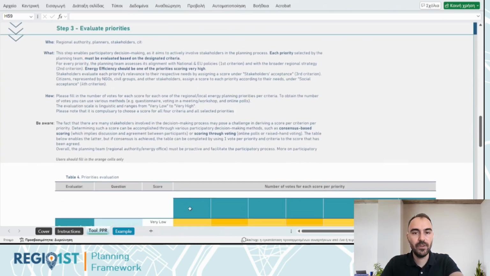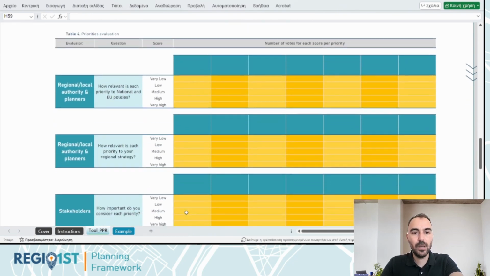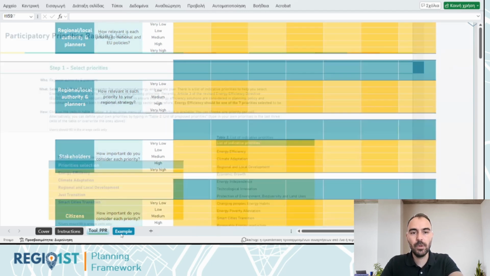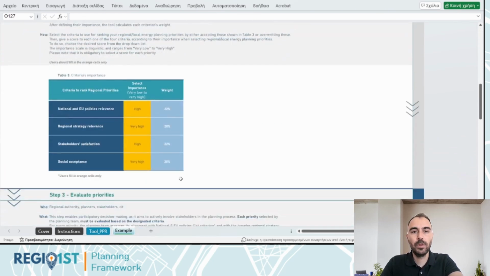As a result, the final ranking of priorities is comprehensive, accurate, and enjoys broad support, enhancing the likelihood of successfully implementing the respective actions that emerge. An example of how to use the tool is available in the respective tab within the tool.